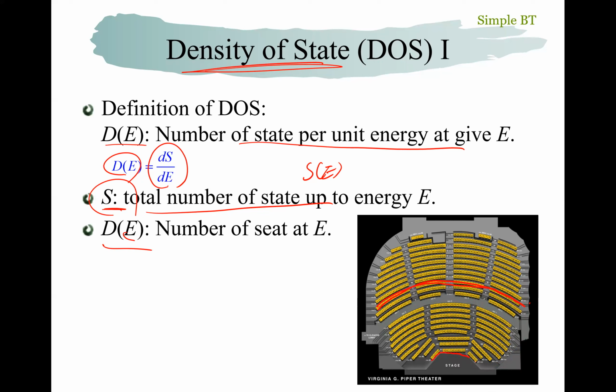So the density of state at this energy is small, but at this energy it is large, right? So if you write down the density of state against energy, with such a diagram, it means that at this energy there is a large number of seats. Okay, so that's the definition of the density of state.